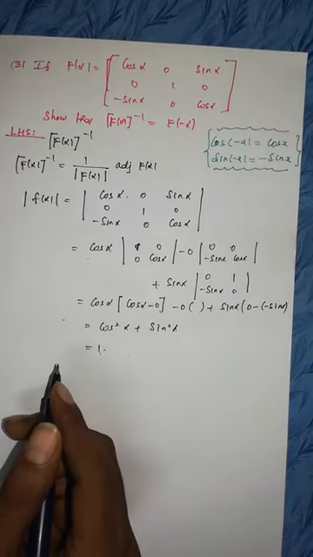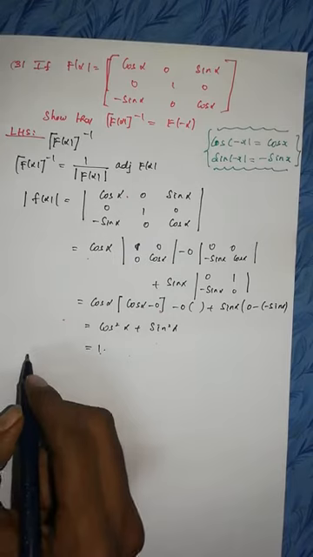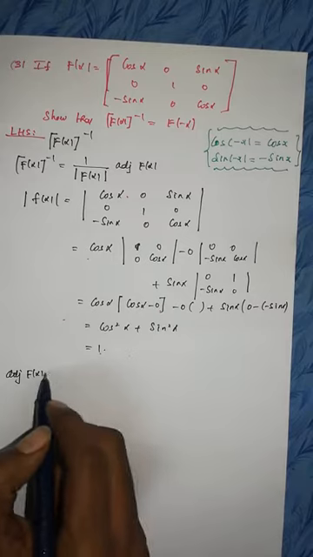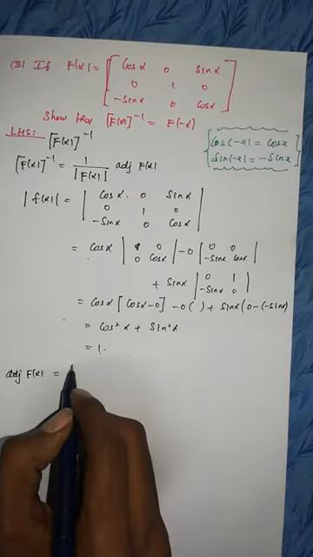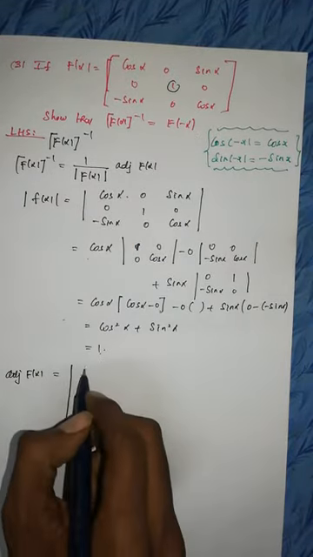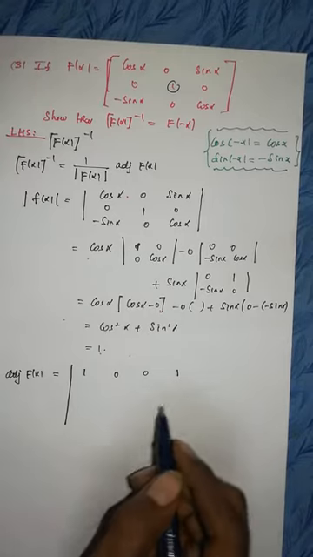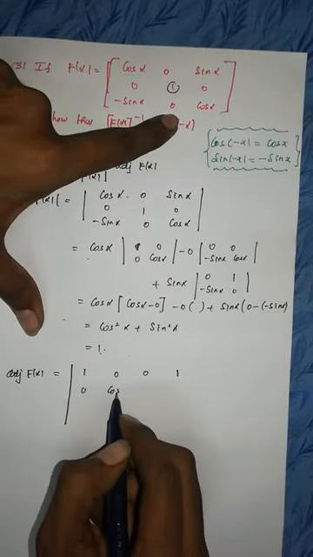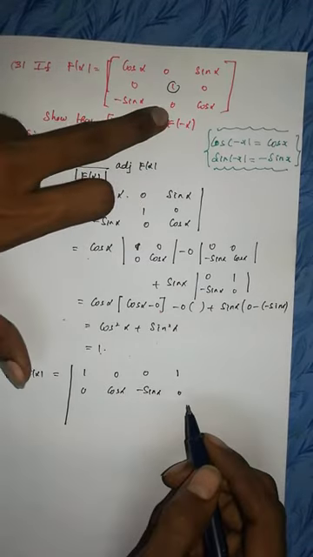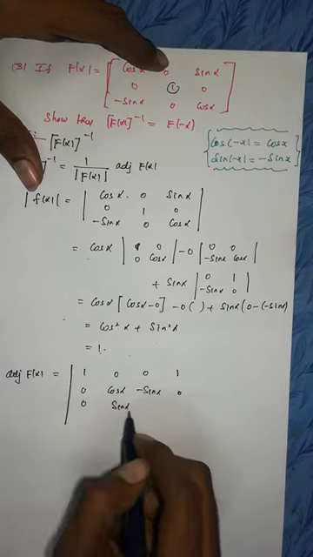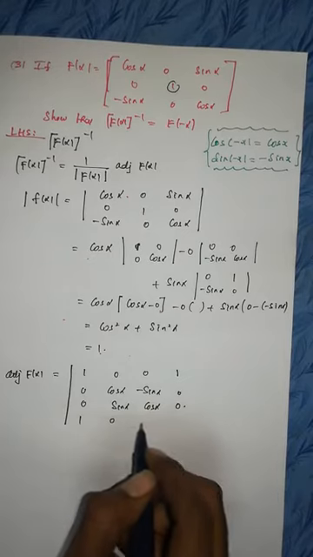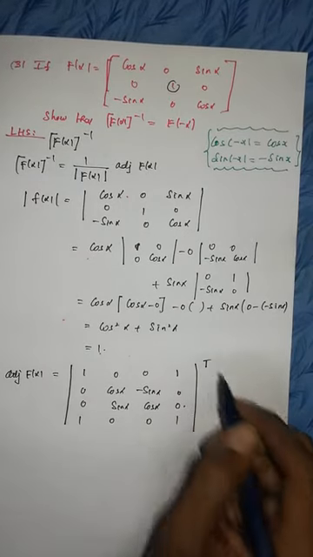Then I want to calculate the adjoint of f of alpha. The adjoint of f of alpha is equal to the determinant of, first you have to start with the first term, the pivot element, which is 1 0 0 1, and the next row 0 cos alpha minus sin alpha and 0, and 0 sin alpha cos alpha 0, and you have to in the same row, which is 1 0 0 1 into transpose.